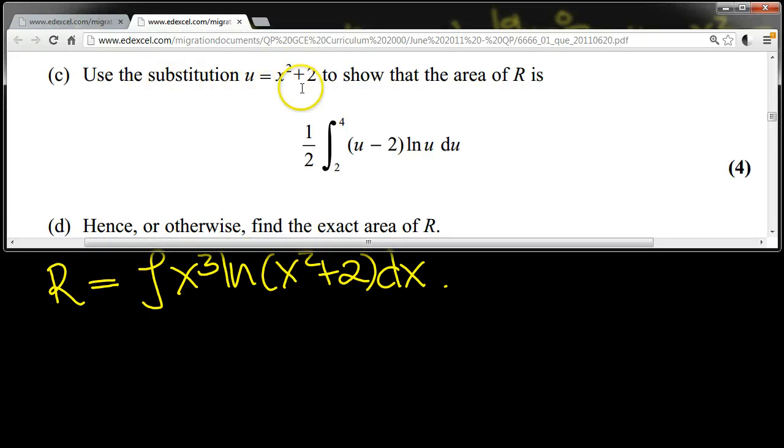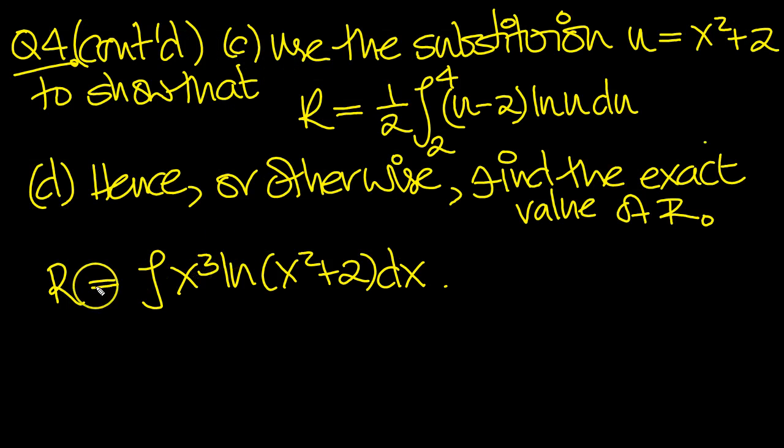Use the substitution u equals x squared plus 2 to show that the area of R is given by this integral here. Hence or otherwise find the exact area of R. So I've written down what R was from the previous parts A and B of the question. And now we're going to use this substitution. So let's do that then.